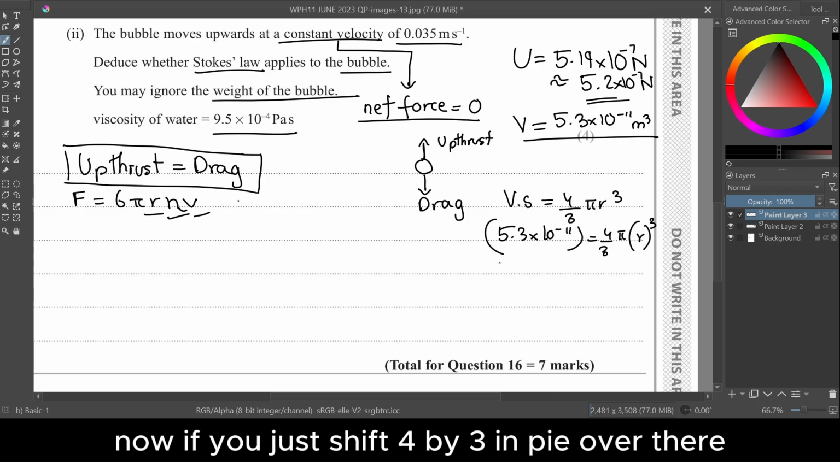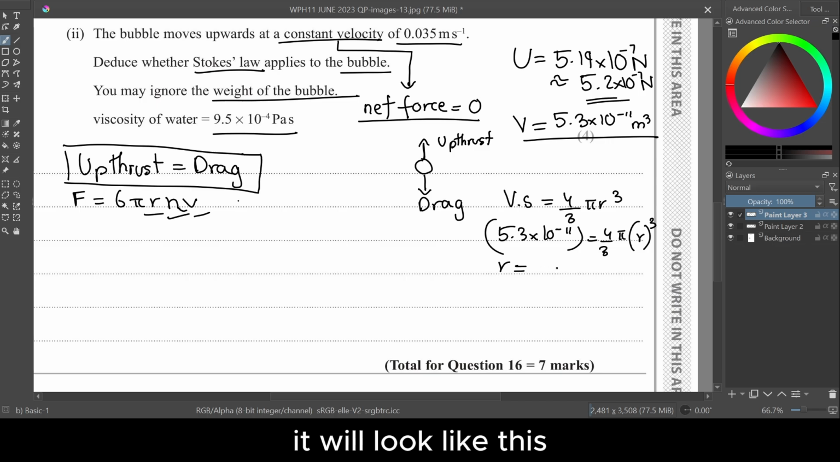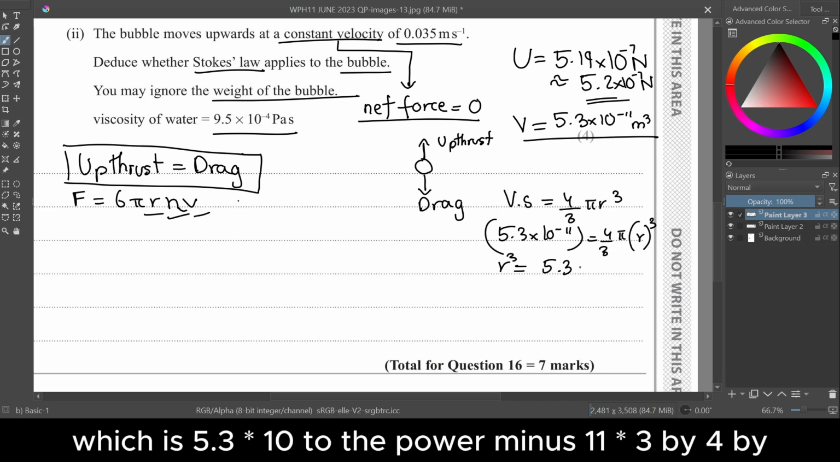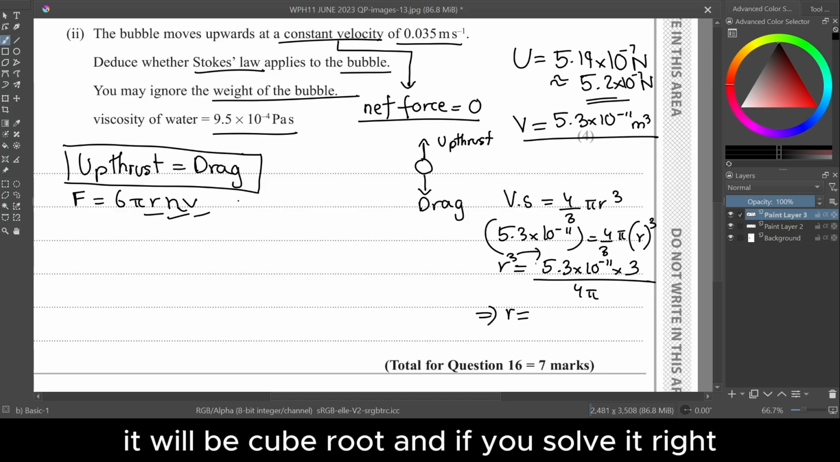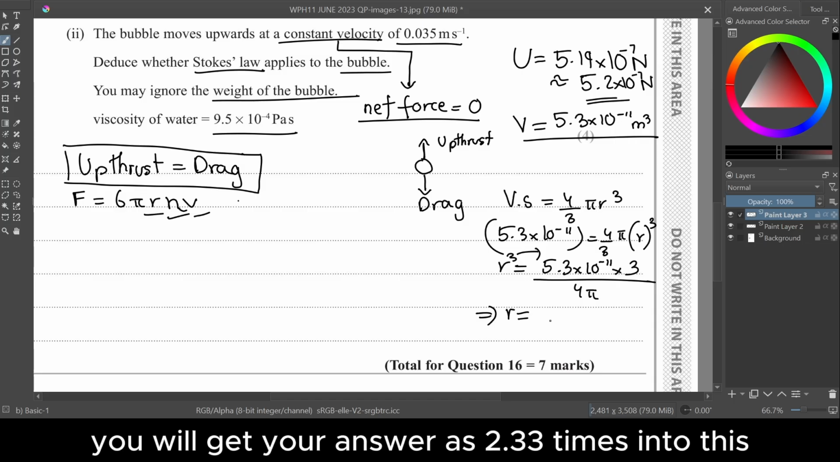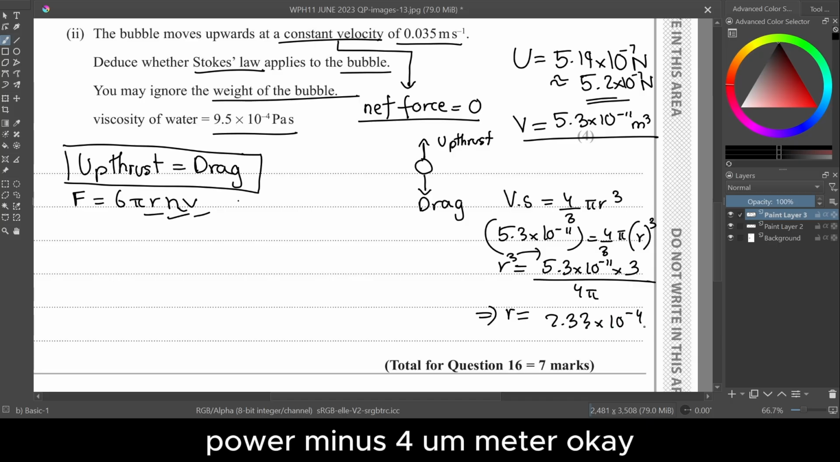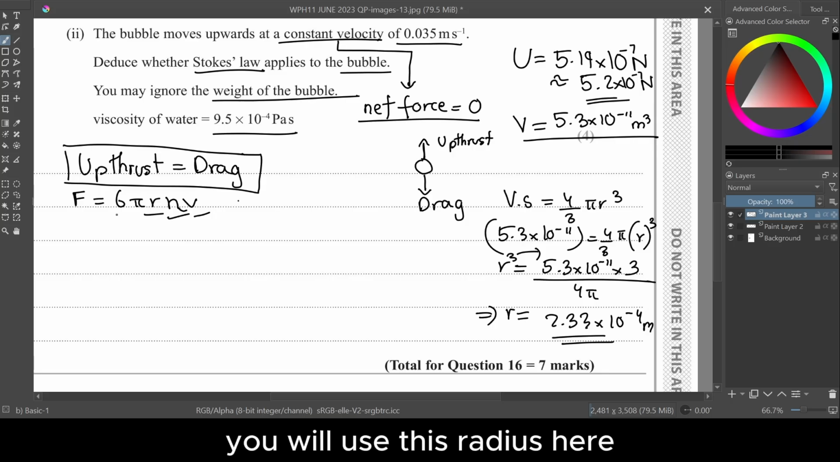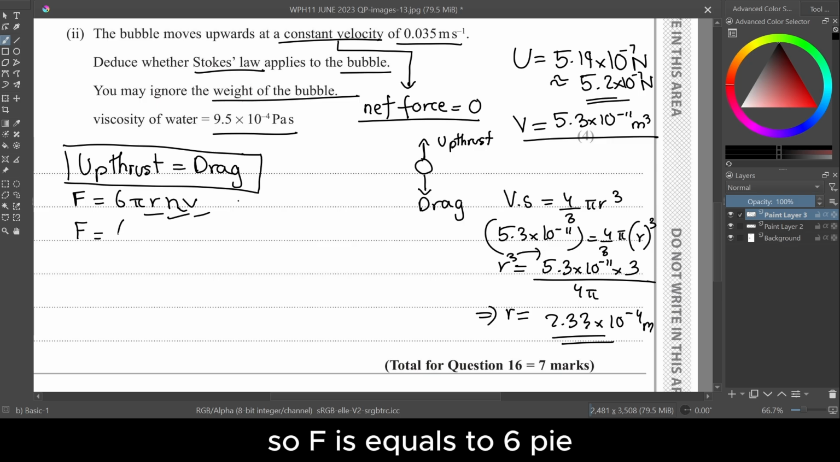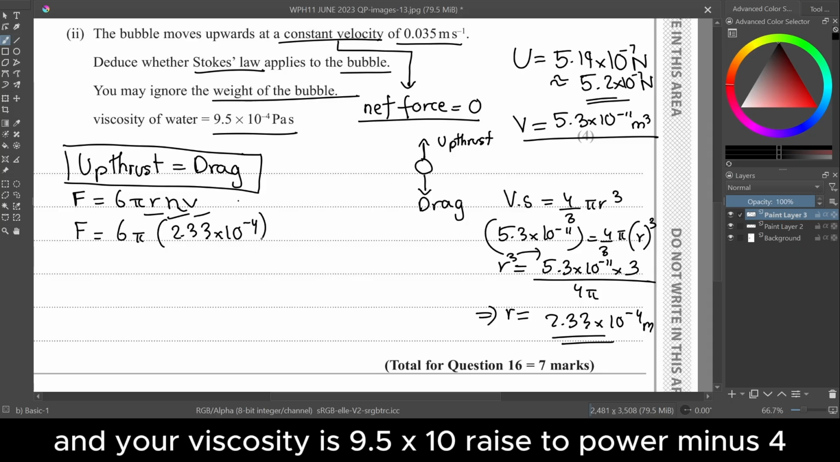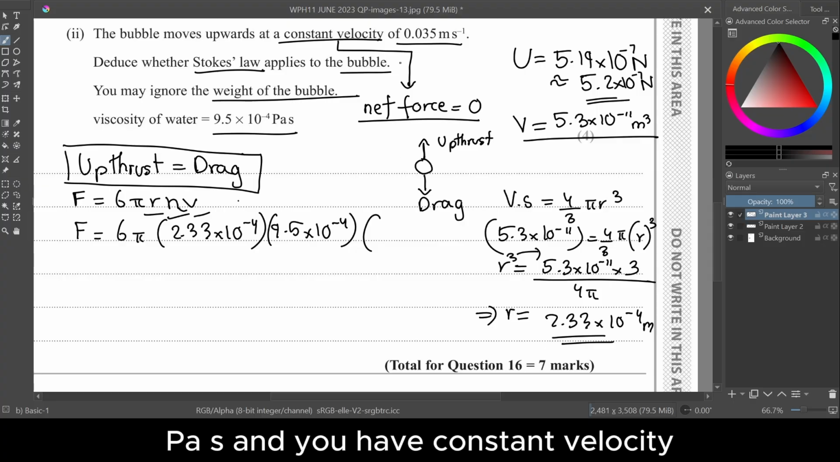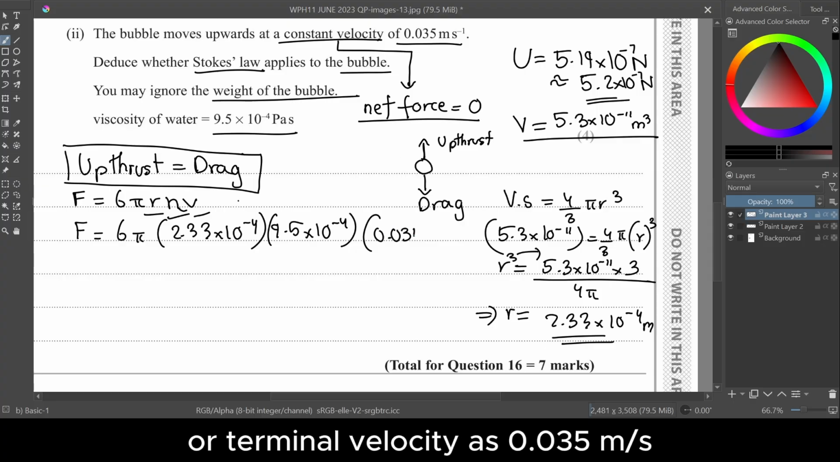Okay, now if you shift 4 by 3 and pi over there, it will look like this, 5.3 times 10 raised to power minus 11 times 3 by 4 pi, and if you shift the cube to the other side, it will be a cube root. If you solve it, you will get your answer as 2.33 times 10 to the power minus 4 meter. Okay, so now you will use this radius in the drag force formula. So F is equal to 6 pi, your radius is 2.33 times 10 to the power minus 4, your viscosity is 9.5 times 10 raised to power minus 4 Pascal seconds, and you have terminal velocity as 0.035 meter per second.